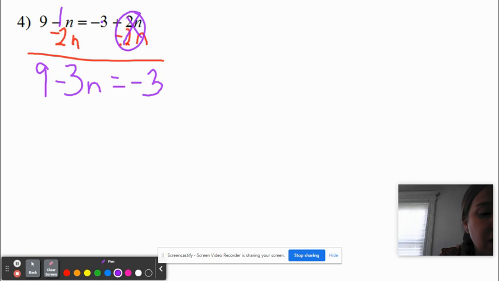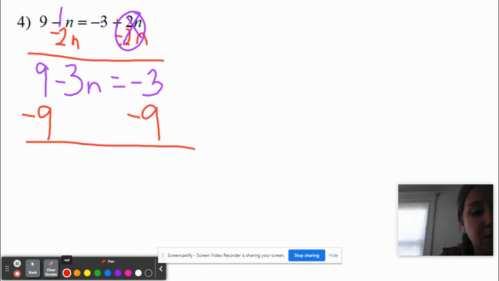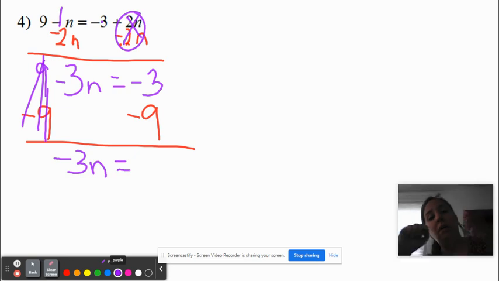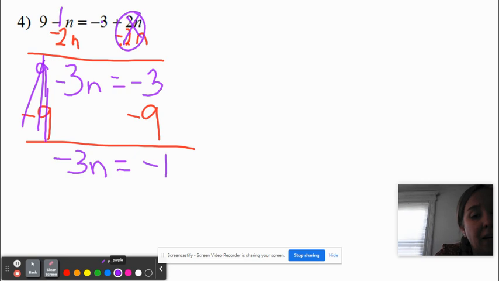Now let's get our constant terms to the right. So this is a positive 9, so we would subtract 9 from both sides. 9 minus 9 is nothing. Negative 3n, don't lose your negatives. That's usually largely where I see mistakes occur. You owe me 3, borrow 9 more. Negative 12.